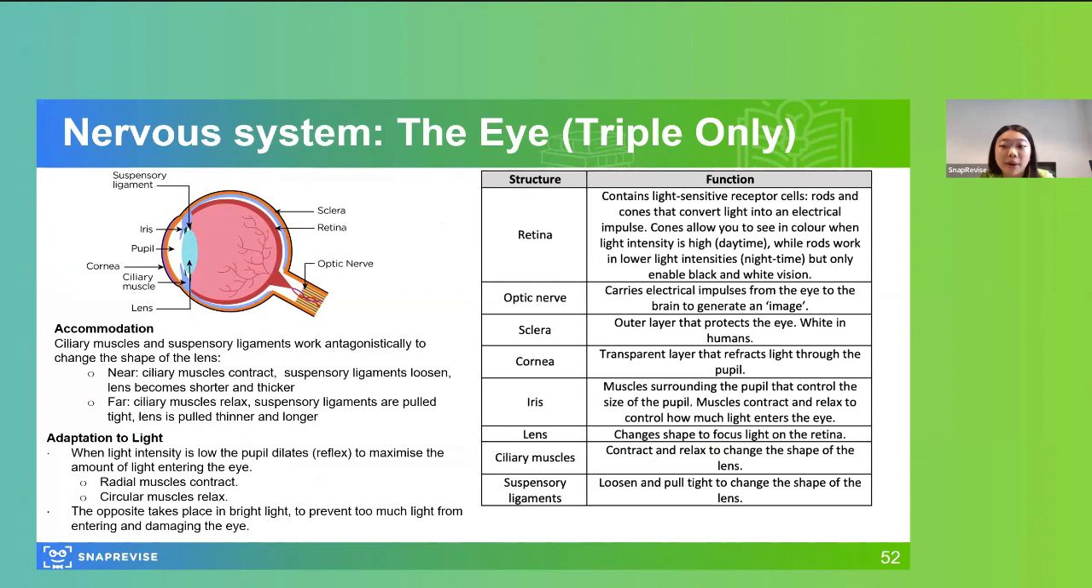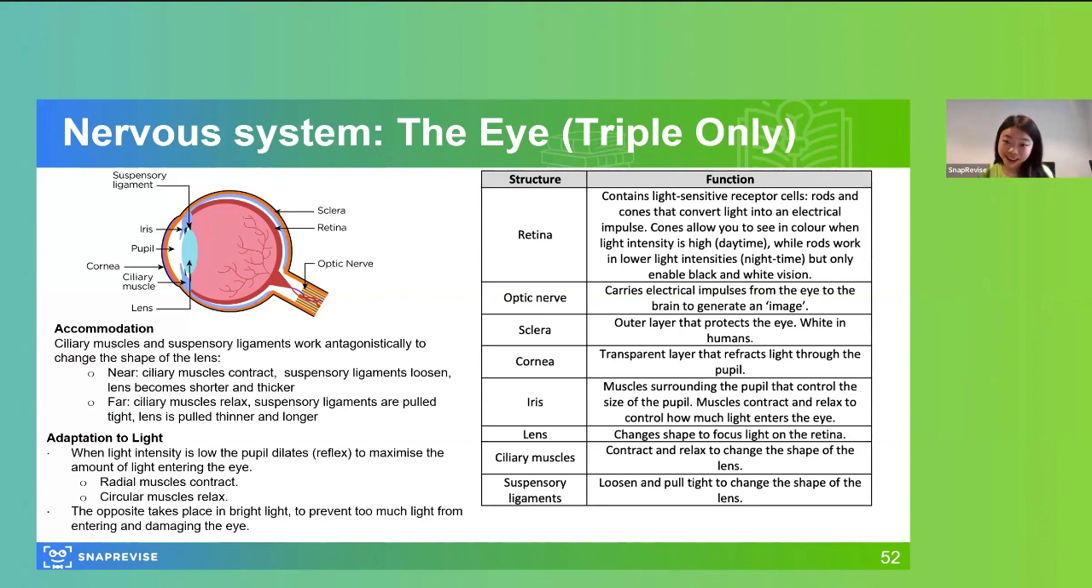For triple sciences, you need to know about the eye very specifically. There are two things that you need to know about the accommodation of the eye. First is looking at different distances, looking at something close and looking at something far away. Then there is adaptation to light, which is looking at something very bright compared to looking at something very dark, very dim light. So let's look at that.